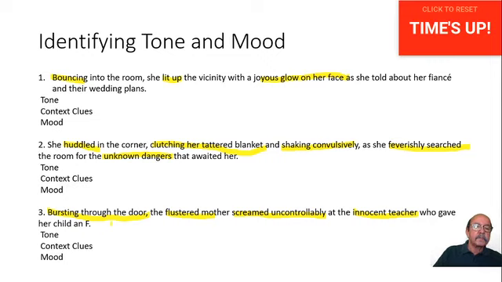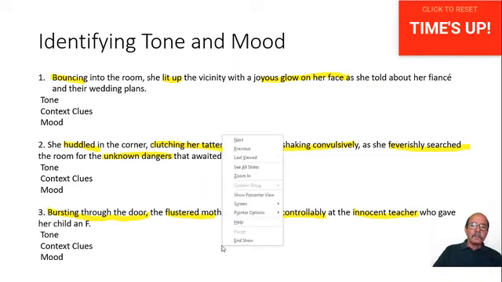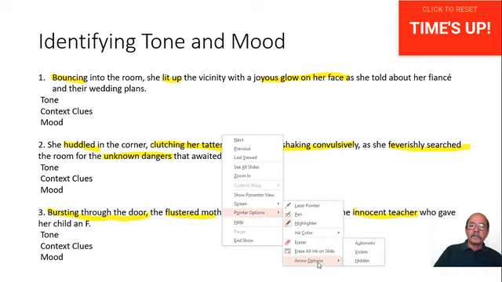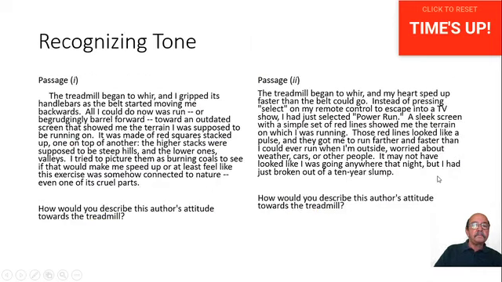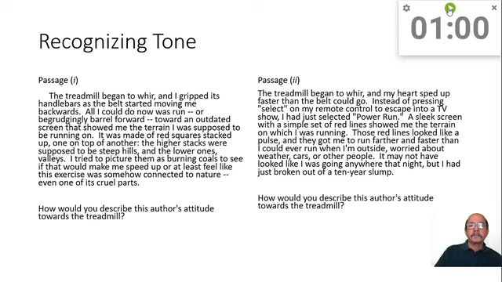So basically the tone here would be humorous. The context clues we've given you here, and the mood that it puts into you, would be maybe irritation, maybe annoyance. So this is how you basically identify tones or moods. Moving on, let's try this one. I'll give you 1 minute to do both.